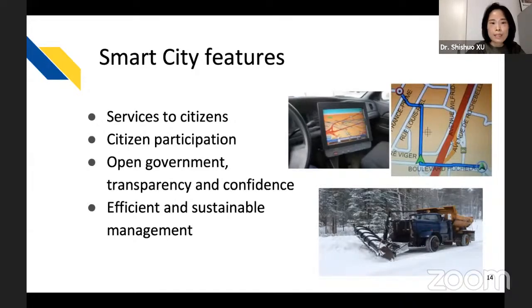The first one is services to citizens. In smart cities, the aim is to deliver better services to citizens, to give them real-time information that may help them to make good choices and contributes to the sustainable development of smart cities. And the second feature is citizen participation.